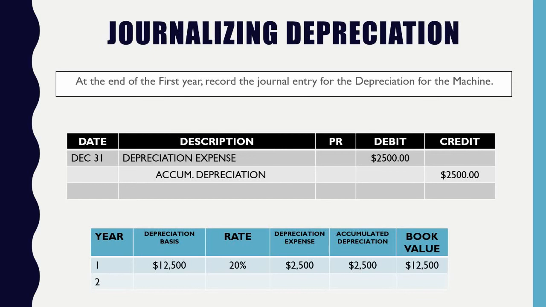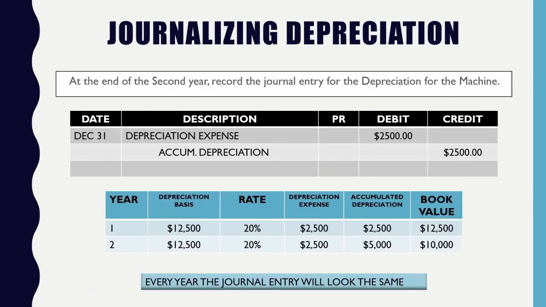Now, in this case, since we plugged it in, right? We know that the first year was $2,500. Guess what the second year is going to be? It's going to be an identical journal entry because you're going in a straight line. The second year was another $2,500. Third year, another $2,500, and so on and so forth. Okay?